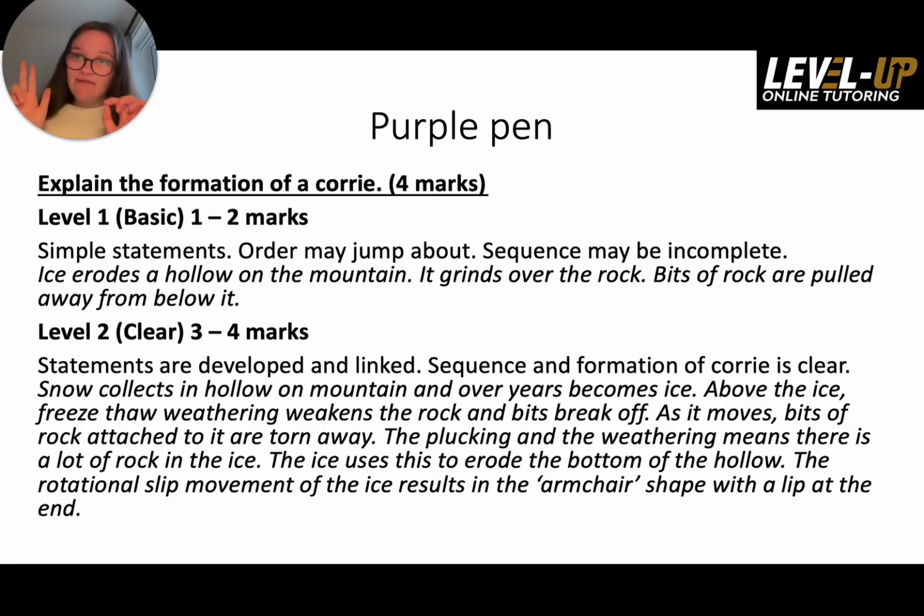If you wanted to add even more detail, you could say through the process of abrasion. And then finally, point 4, the rotational slip movement of the ice results in the armchair shape with the lip at the end. So that explains the formation of a corrie in 4 marks.